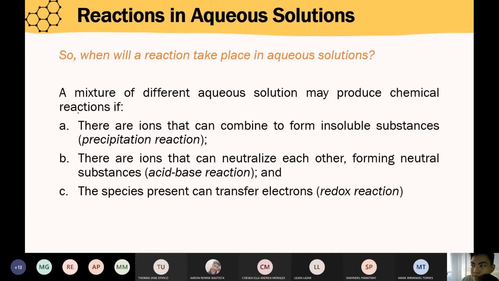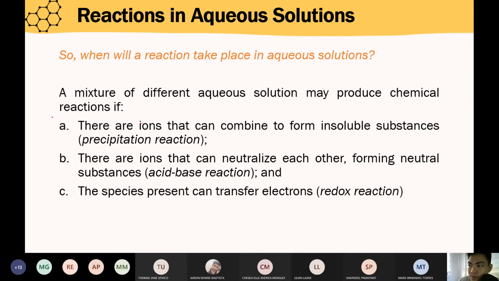Okay? So, sabi dito, a mixture of different aqueous solutions may produce chemical reaction if, letter A, there are ions that can combine to form insoluble substances. That's called precipitation reaction. B, there are ions that can neutralize each other, forming neutral substances called the acid-base reaction. And C, the species present can transfer electron. So these are the three requirements in order for reactions in aqueous solution to occur. Okay? Kasi kapag hindi na-meet itong tatlong to, no reaction. Okay? Tulad ng suka at toyo. Okay? Pang-adobo lang siya. Pero walang reaction doon.